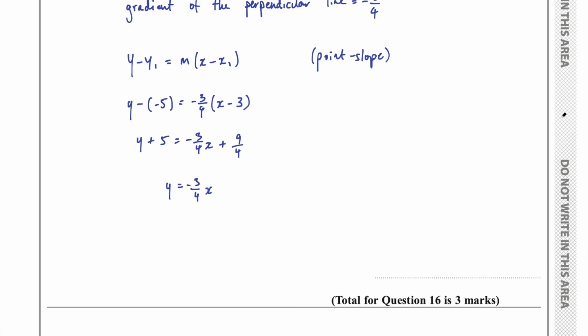Let's do a little bit of notes over here just to be clear. 9 on 4 take 5. That's like 9 on 4 take 20 on 4. This is negative 11 on 4. So this simplifies to negative 11 on 4. And that's the equation of our straight line perpendicular to L. So final answer, y equal to negative 3 on 4x take 11 on 4. That was question 16 for 3 marks.